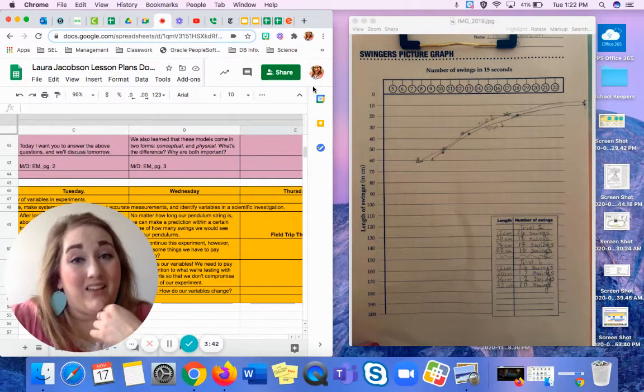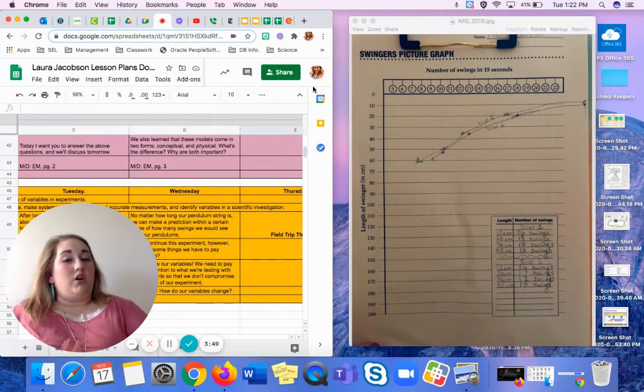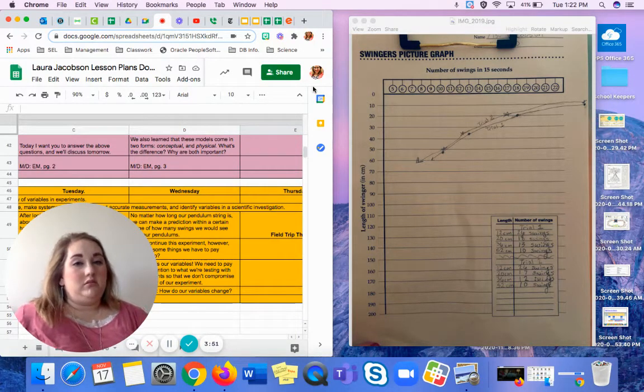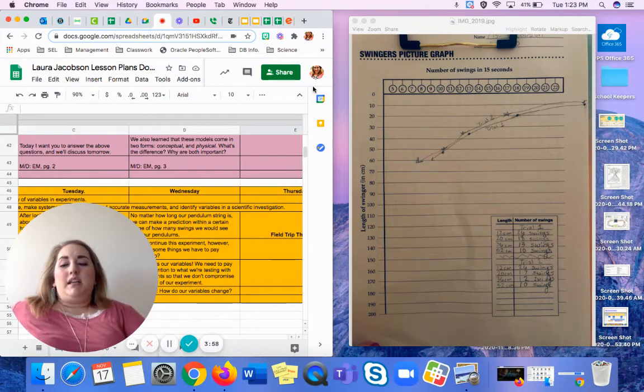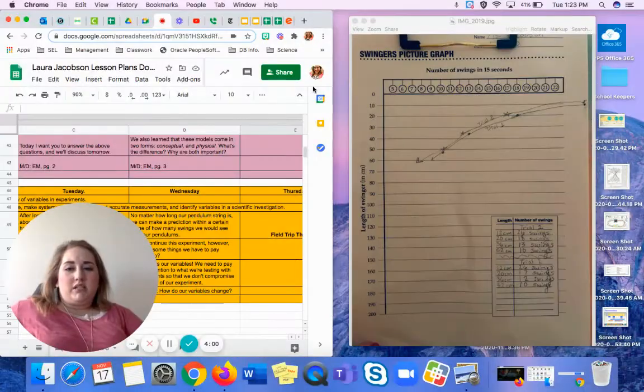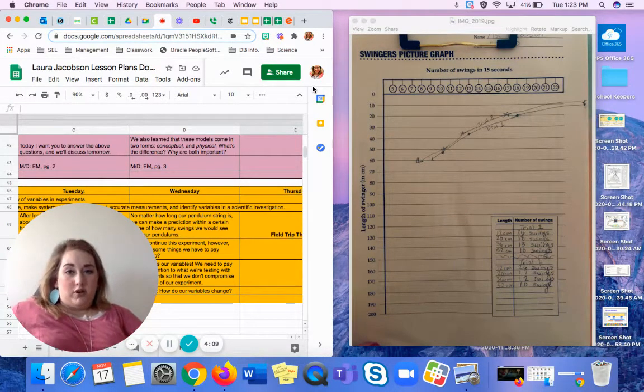With a string that long, it would take a great deal of time for it to swing all the way over and all the way back. It would do it, but I still predict about 1 or 2 swings. Now, how did we determine this? What were we able to do to figure that out? We used the information from our experiment to help us make this determination.